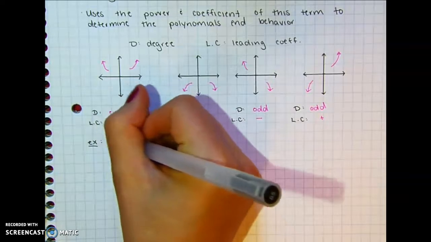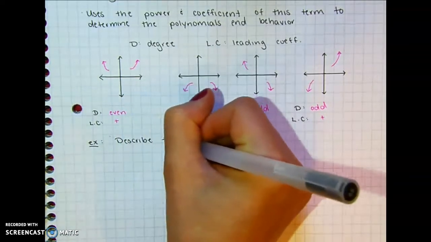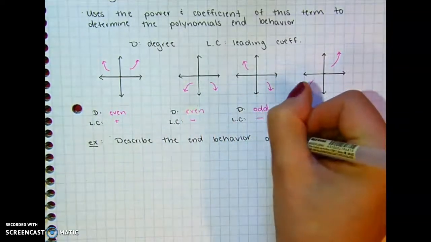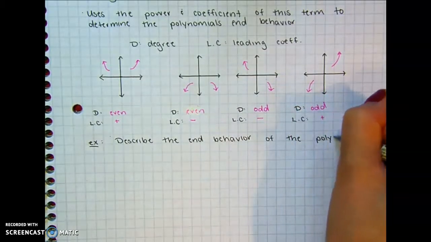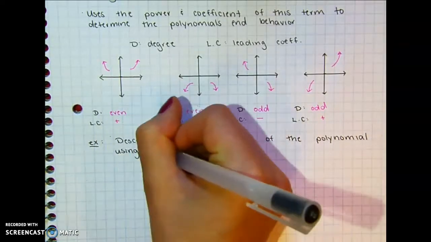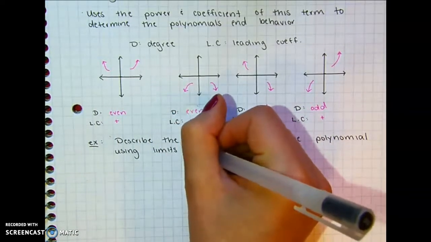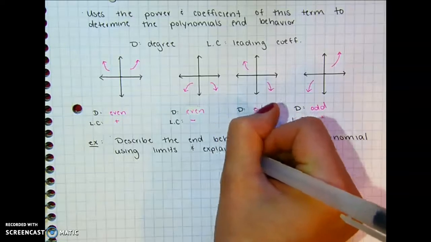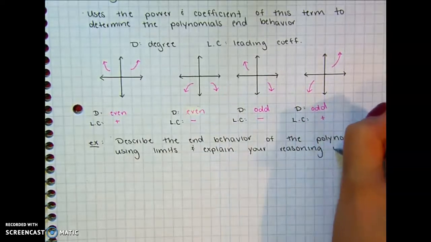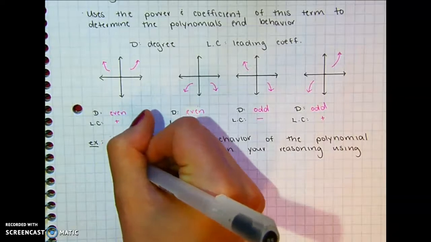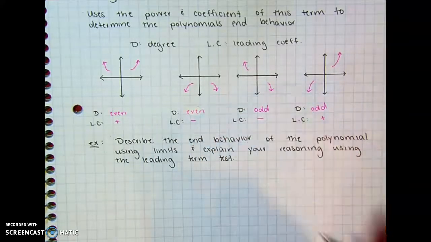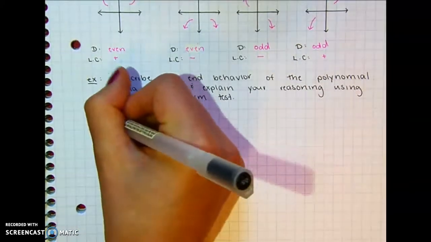Describe the end behavior of the polynomial using limits and explain your reasoning using the leading term test. So I guess we can do a couple examples.